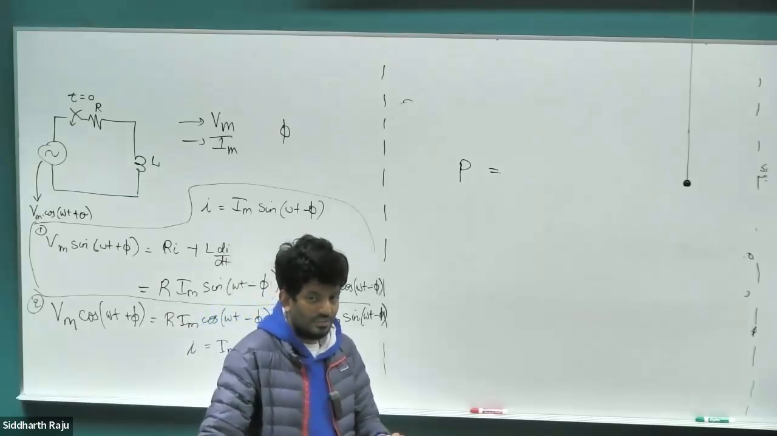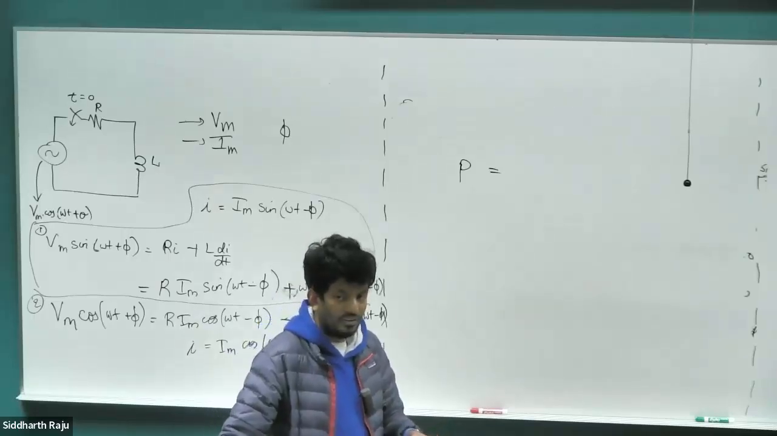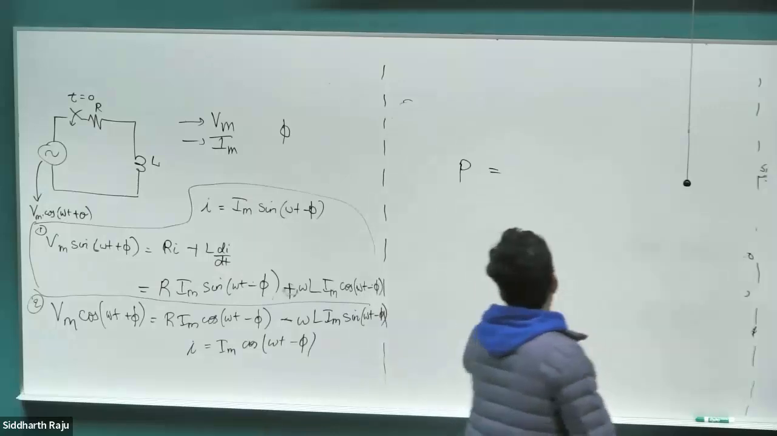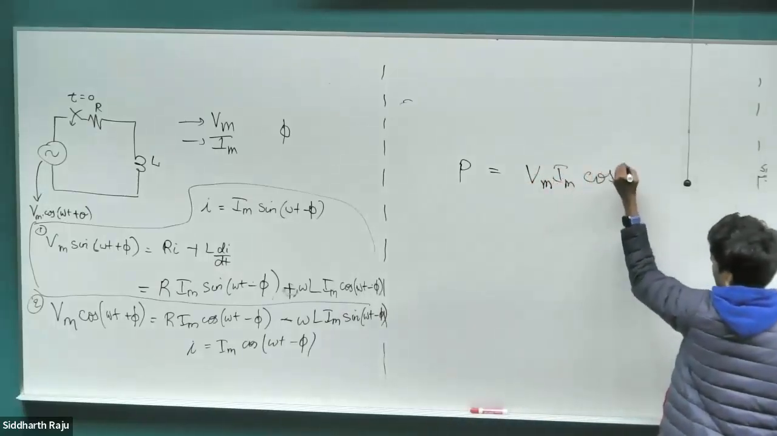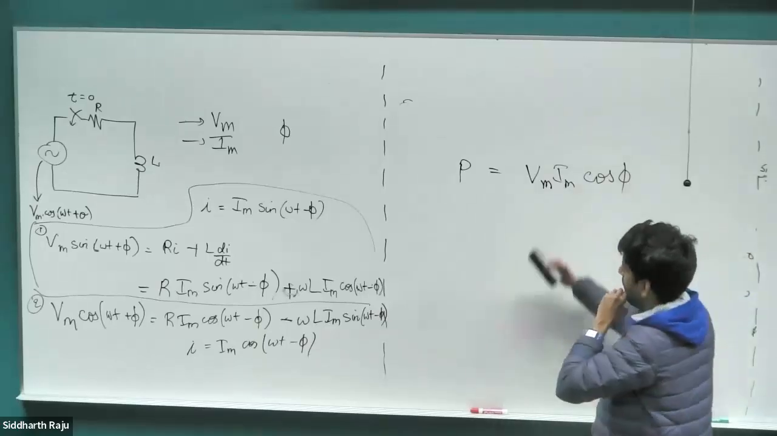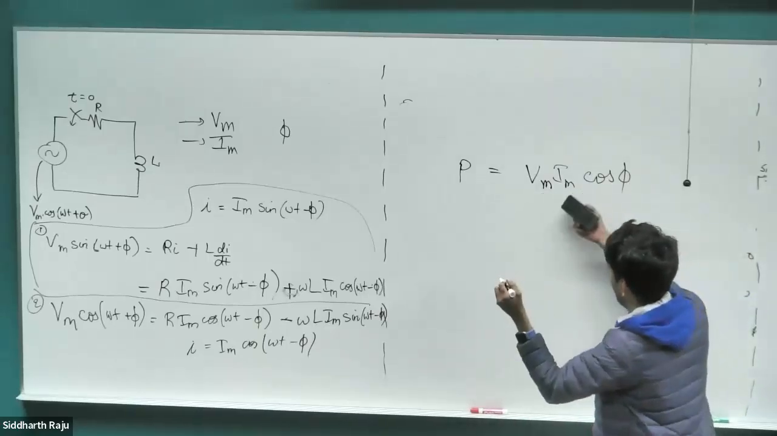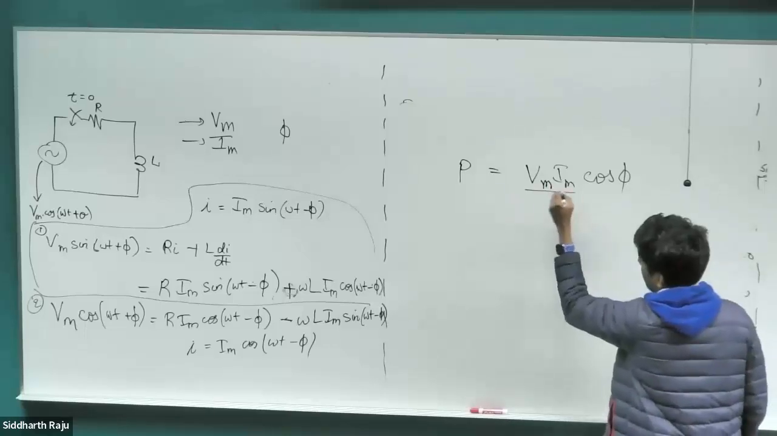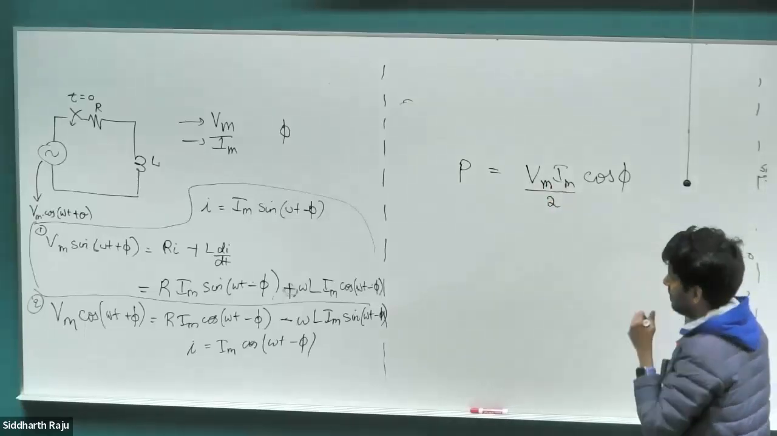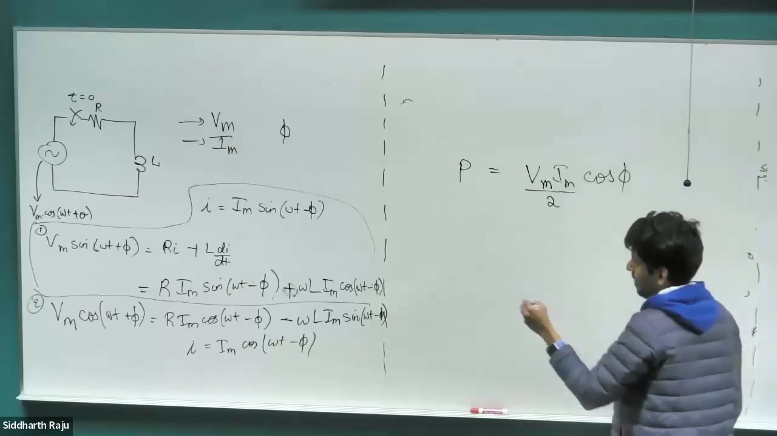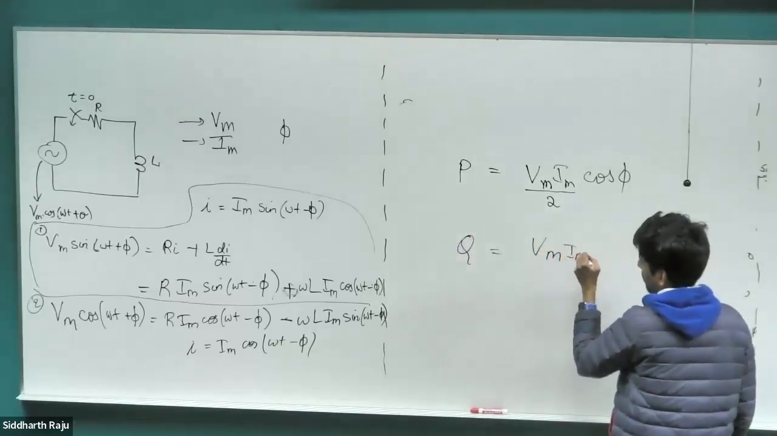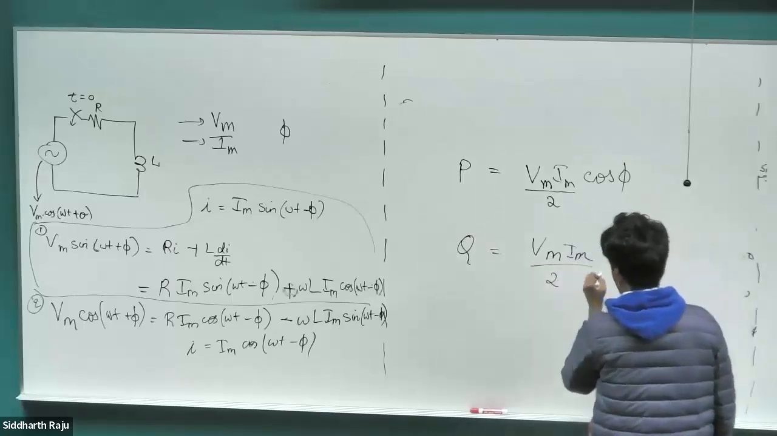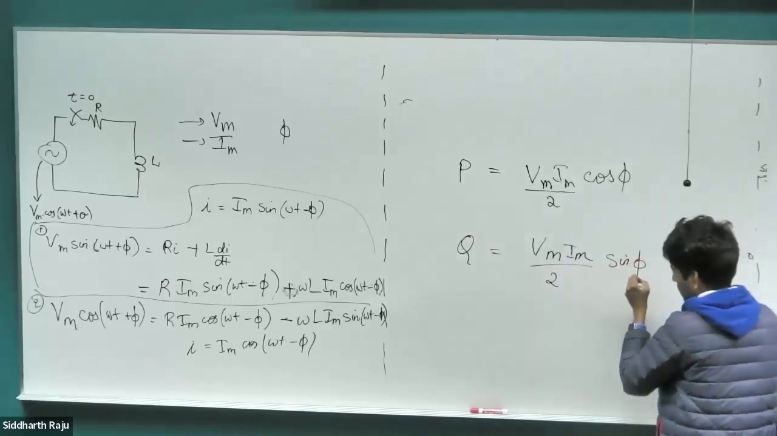Wouldn't you multiply it by the phase angle? So Vm Im cos of the phase angle. If these Vm Im are not in the RMS but the peak values, then the whole thing must be divided by 2. If it's the RMS, you don't have to do anything about it. The reactive power itself is going to be Vm Im divided by 2 sine of phi.